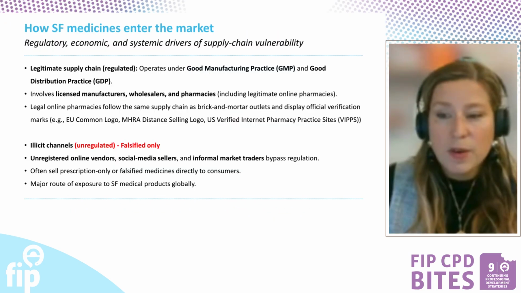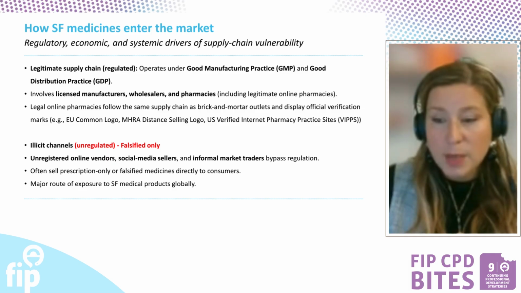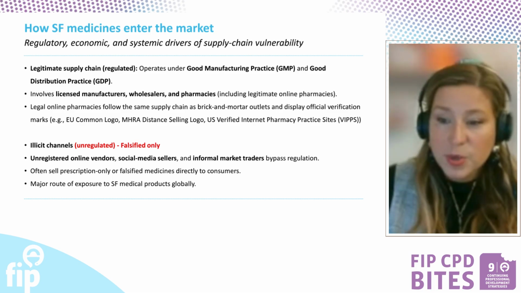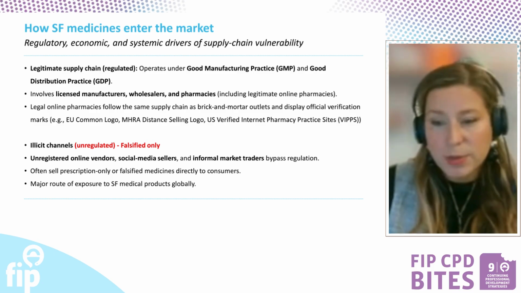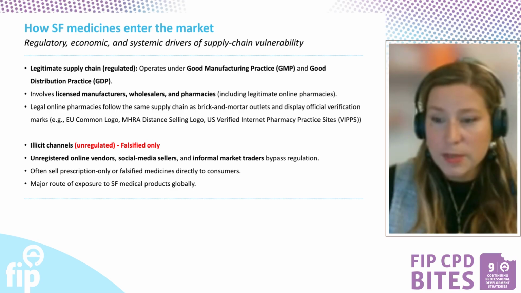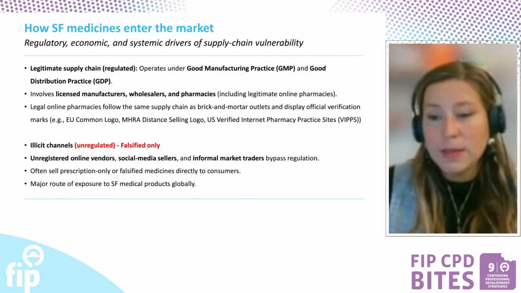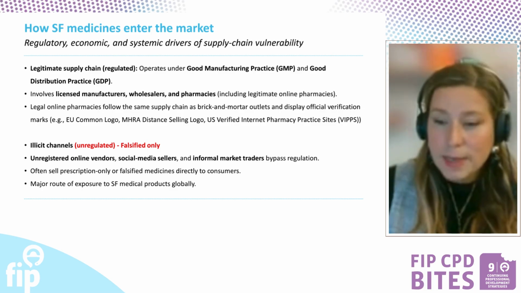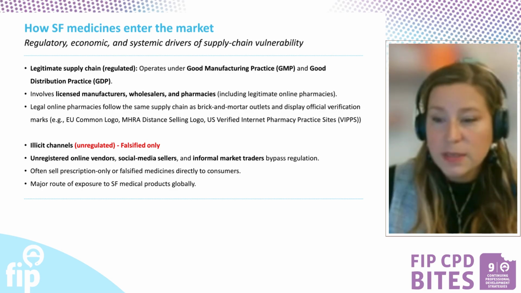When we talk about how falsified medicines reach patients, it's important to understand the difference between legitimate and illicit supply chains. In the legitimate regulated supply chain, every step is designed to protect patient safety. Medicines are procured under good manufacturing practice and distributed according to good distribution practice. Only licensed manufacturers, wholesalers, and pharmacies are allowed to handle these products. Even when patients buy online, legal, and this is the key word here, legal internet pharmacies must operate within this same regulated network. They are inspected, traceable, and display official verification marks.